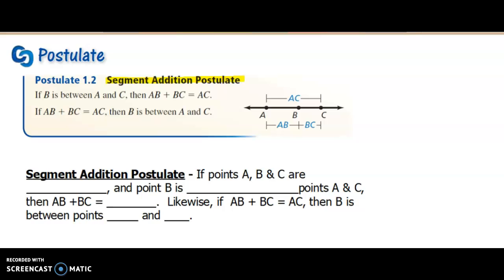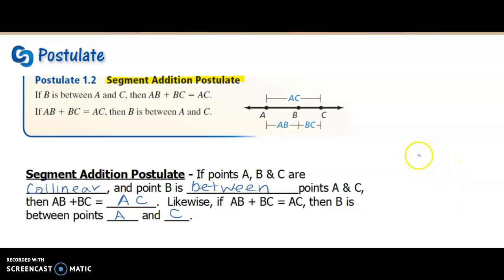So let's put it in words, and then we'll draw it out, and I'll explain it a little more. It says, if points A, B, and C are collinear, and point B is between points A and C, then AB plus BC equals AC. Likewise, if AB plus BC equals AC, then B has to be between points A and C. Now, we put that into words, and oh my gosh, what the heck does that mean? So we're going to draw it out.